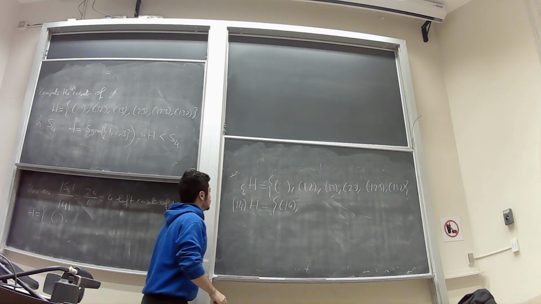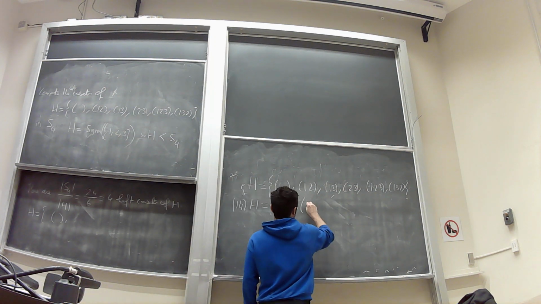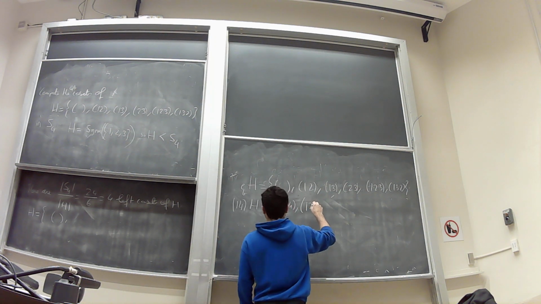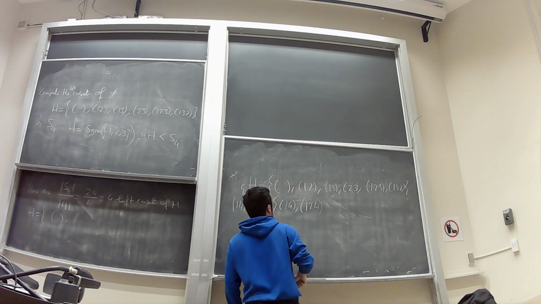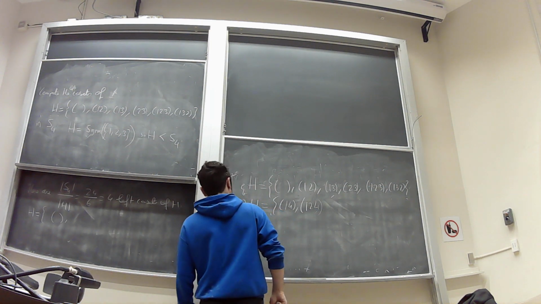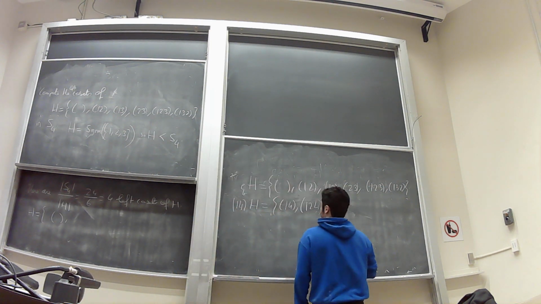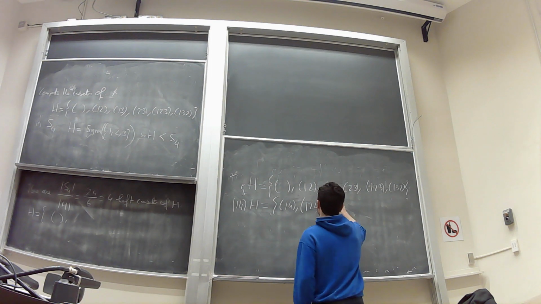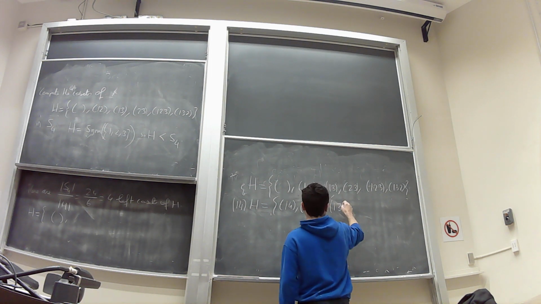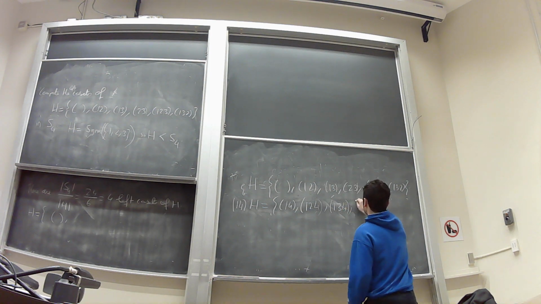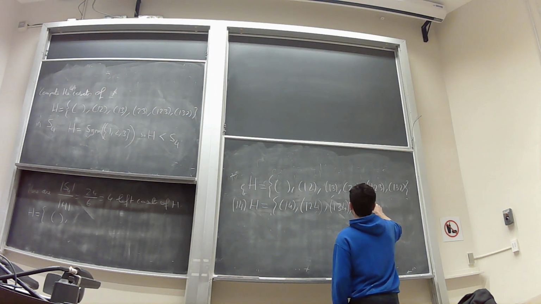(1 4) times (1 2). 1 goes to 2 and 2 stays fixed, so 1 goes to 2. 2 goes to 1 and 1 goes to 4, so 2 goes to 4. 4 stays fixed and goes back to 1, that's good. Now (1 4) times (1 3). 1 goes to 3 and 3 stays fixed. 3 goes to 1 and 1 goes to 4. 4 stays fixed and goes to 1, that's good. (1 4) times (2 3), you really can't do anything. This is the best possible way you can do it.